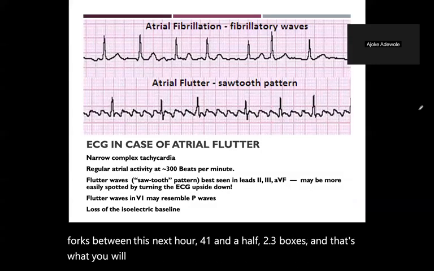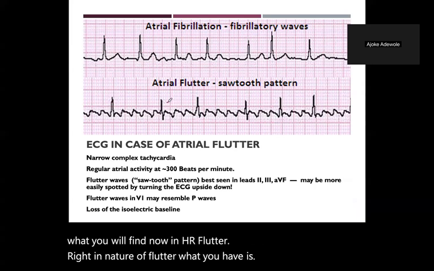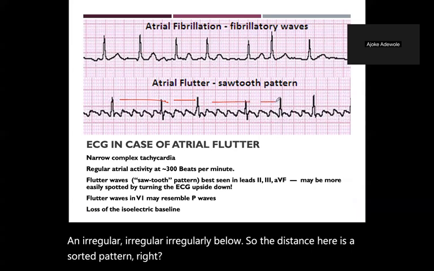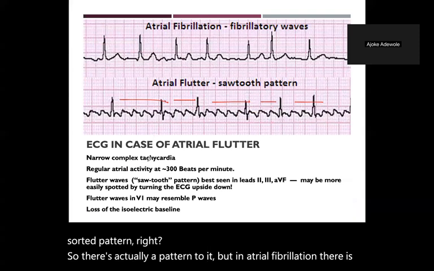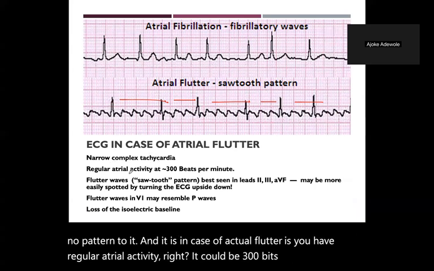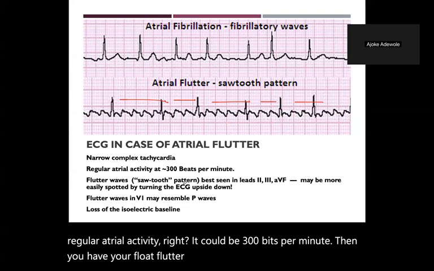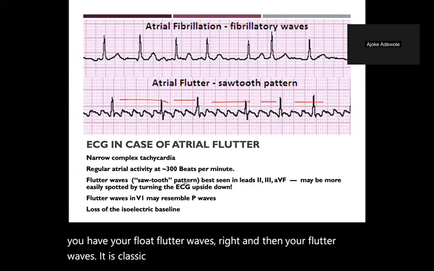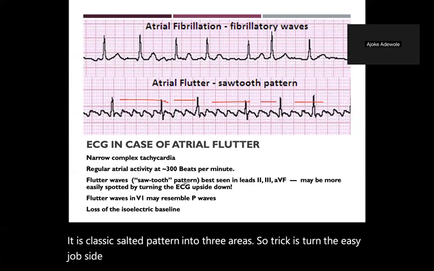Now, in atrial flutter, the distance here is a sawtooth pattern, right? So there's actually a pattern to it, but in atrial fibrillation, there is no pattern to it. And on ECG, in the case of atrial flutter, you have regular atrial activity, right? It could be 300 beats per minute. Then you have your flutter waves, the classic sawtooth pattern in II, III, and aVF. So the trick is to turn the ECG upside down and it's easier to spot the teeth.